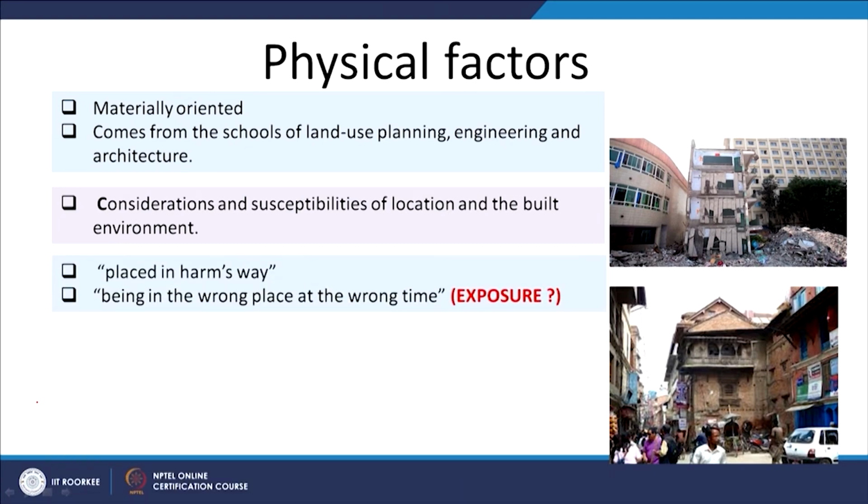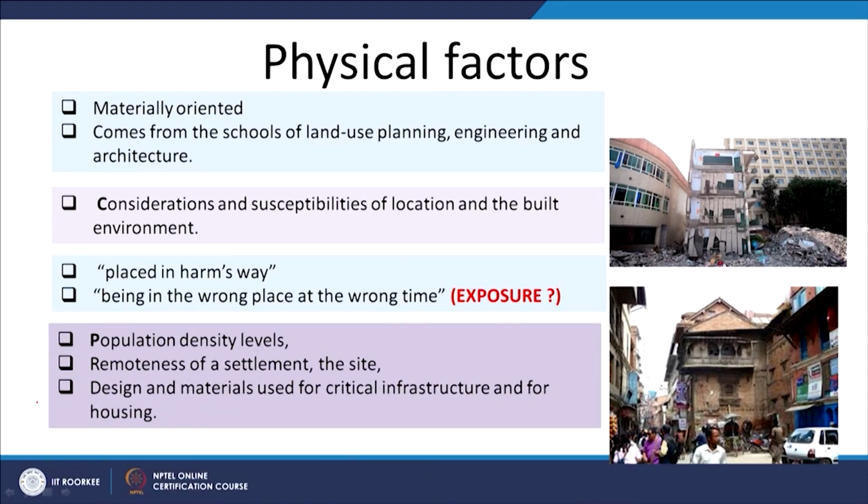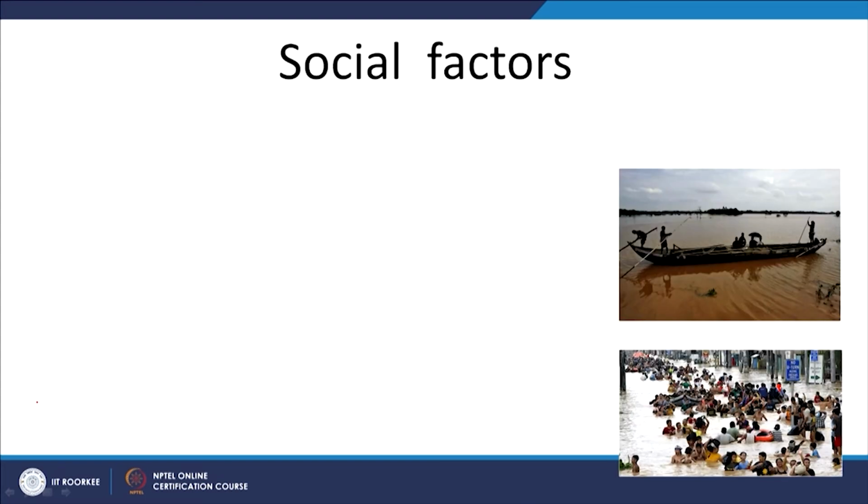Some people say being placed in harm's way, or being in the wrong place at the wrong time. Some people may consider this as a kind of exposure, but for some people this is also considered vulnerability. And so population density levels, remoteness of the settlements, design and material used for critical infrastructures, what kind of building materials we are using. So these all define the physical factors of vulnerability.